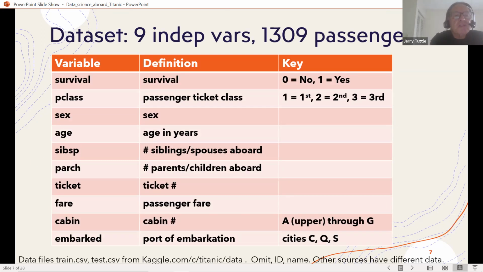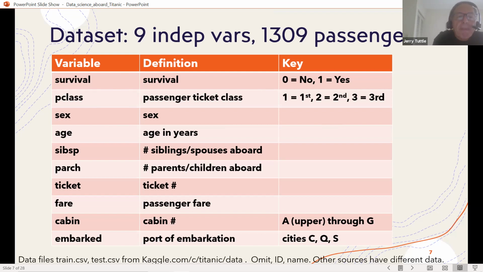So now let's talk about the data set. The data set had a few more variables before, greater than 9. I'm only going to use 9 of them. The dependent variable is survival. Either a person survived or they didn't. 0 for no, 1 for yes. There's the passenger ticket class, first, second, or third. There's sex, just male or female. Remember, this is 1912. Sometimes there are more categories nowadays.